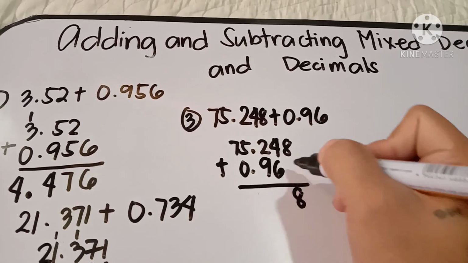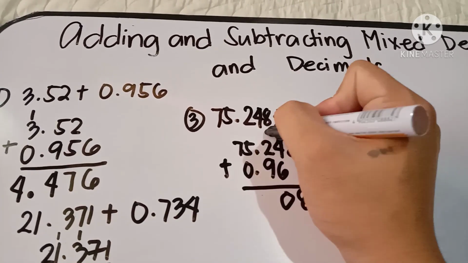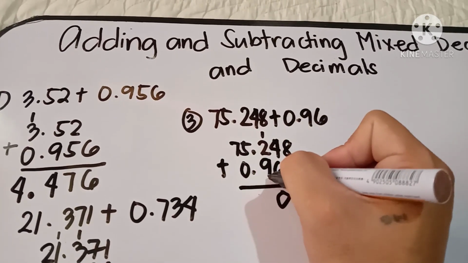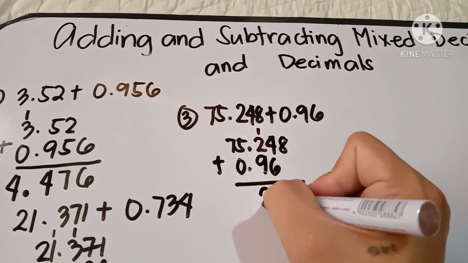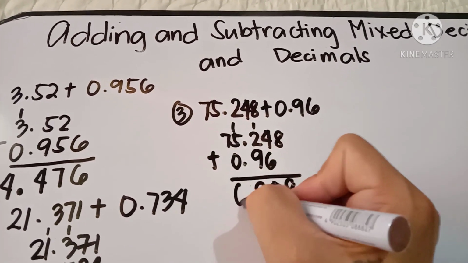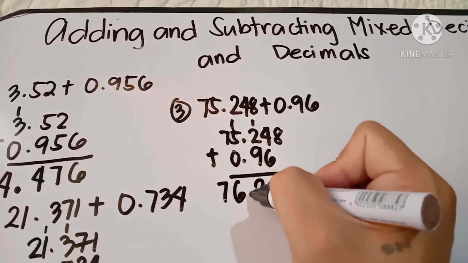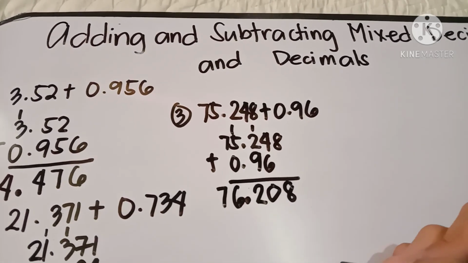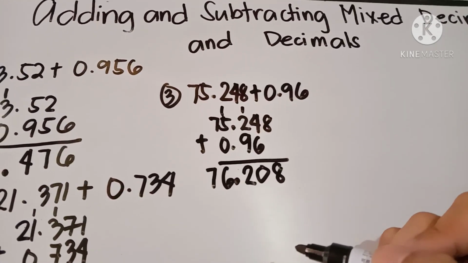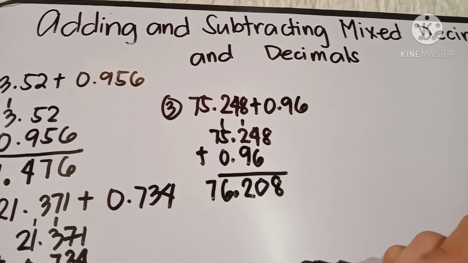So, bring down 8. 4 plus 6, that is equal to 10. Write 0, regroup 1. 2 plus 1, that is equal to 3. Plus 9, that is equal to 12. Right? Write 2, regroup 1. 5 plus 1, that is equal to 6. Bring down 7. And don't forget to write the decimal point here. Okay. So, ganun lang kadali. That's how easy we add mixed decimals and decimal numbers.